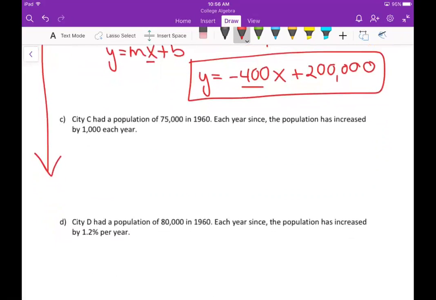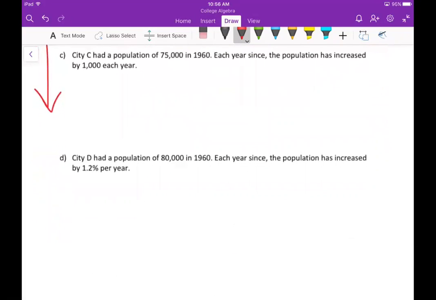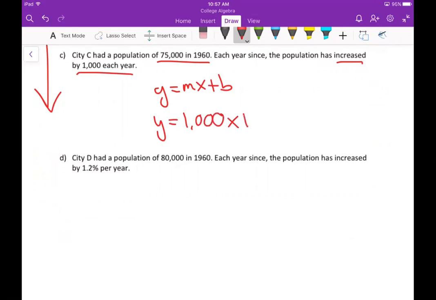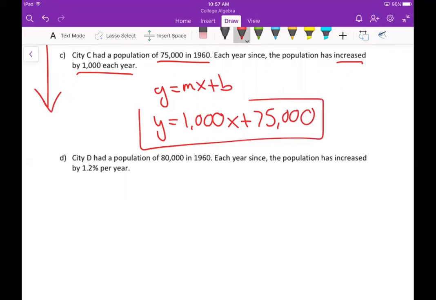Okay, so using those same x and y's, see if you can set up an equation for city C and city D. Pause this if you need to. All right, so for city C, we're starting with 75,000 and it's going to increase by 1,000 each year. That's a constant amount, so we're looking at y equals mx plus b. y equals 1,000 increase for every year, plus that original 75,000 from 1960.